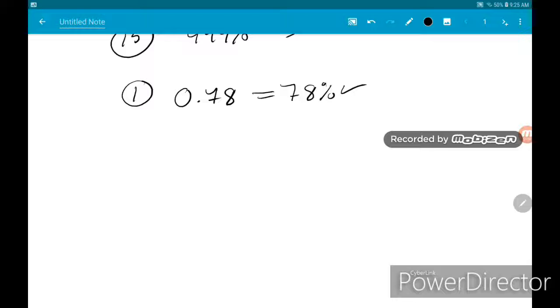Number 3 is a little different. 3.60. Move it over to the top right. Move it over twice. There's nothing there, so you put a 0. 360%. Where did you get the 60 from? Oh my gosh, that's it. 0.60.